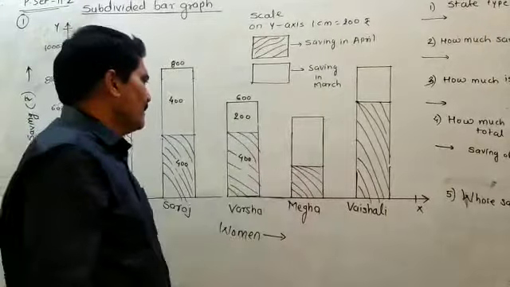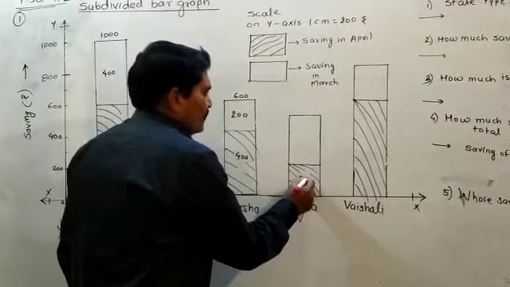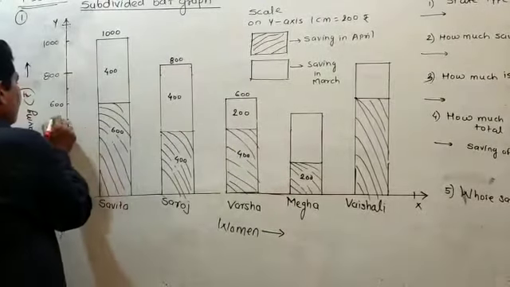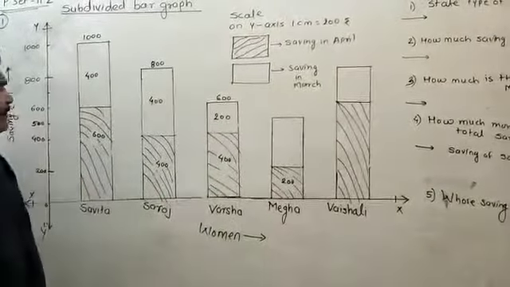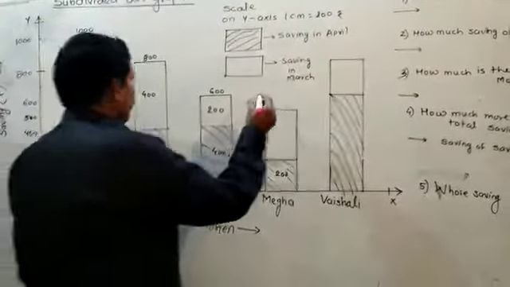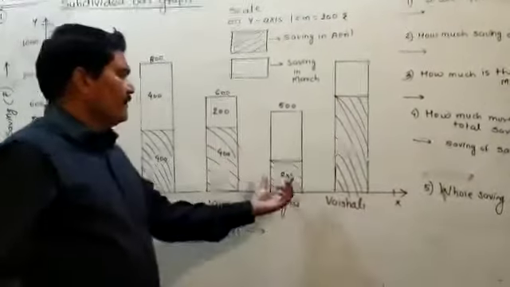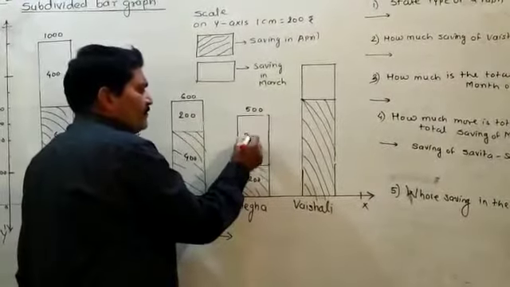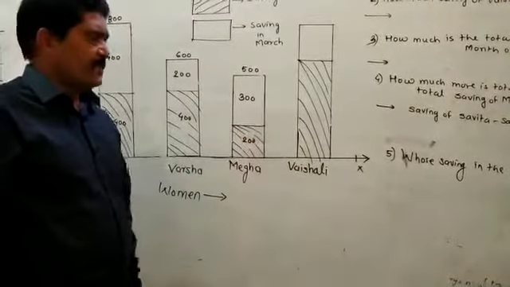This is Megha's saving for both the months. In the month of April, she saves 200 rupees, and the total saving is, between 600 and 400, 500 rupees. She saves 200 rupees in April, and the remaining 500 minus 200 is equal to 300 rupees in the month of March.